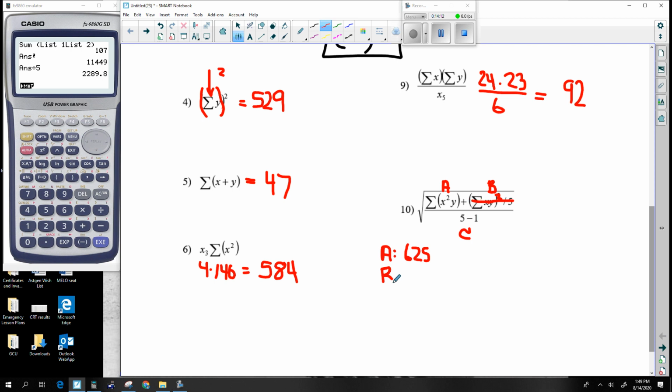So that B chunk is 2,289.8. I'm writing this with my mouse, so it's taking me a lot longer. C is obviously 4. I don't think you really need a calculator for that one. All right, so putting this together, the top is going to be this A plus this B. So the numerator of this is A plus B.